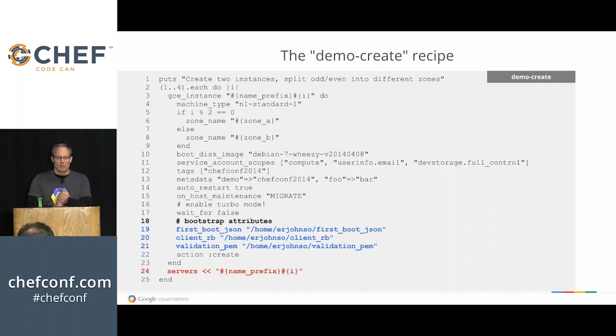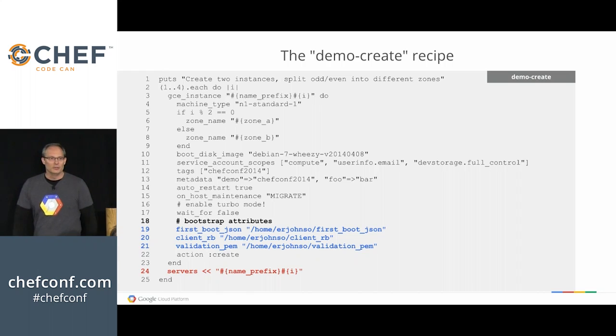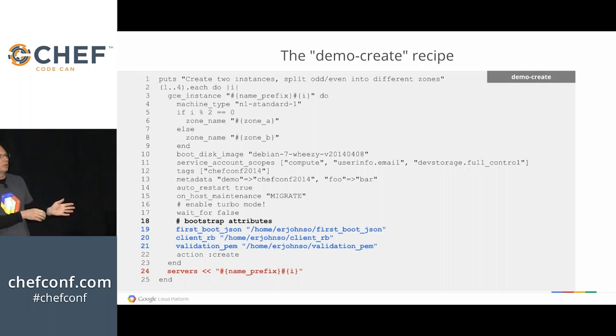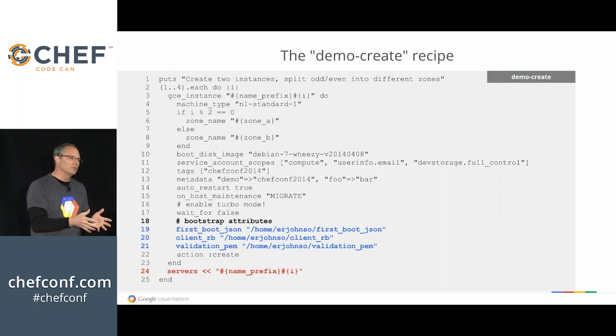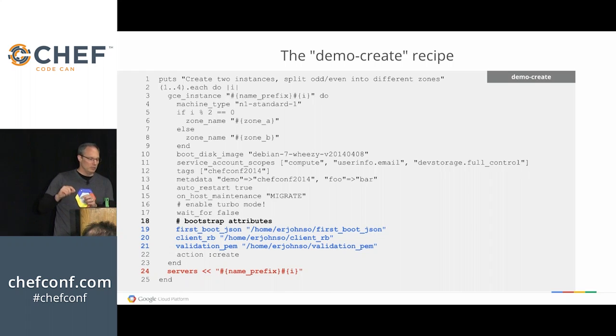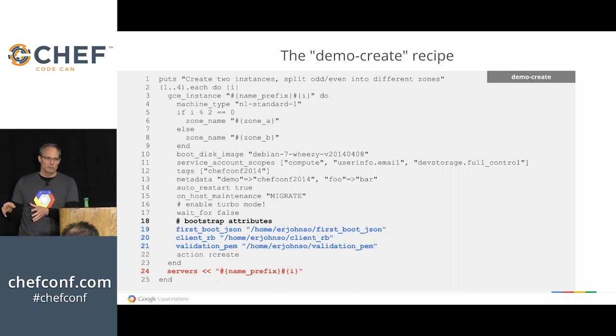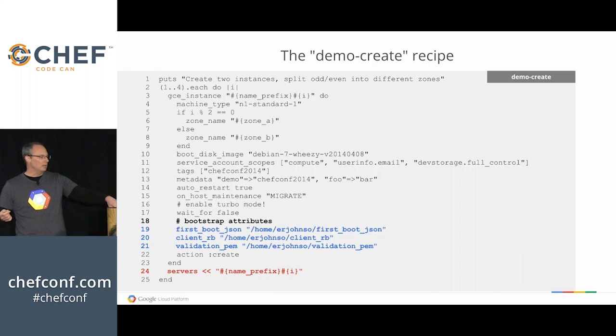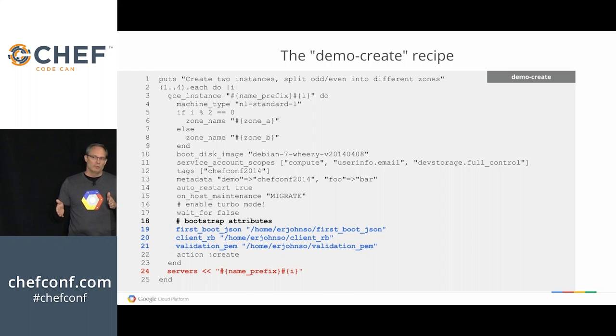Bootstrap attributes. OK, so great. You can create Compute Engine instances and write a recipe, but that's kind of pointless if they don't join your Chef environment, right? So what we've done here is used a clever combination of our metadata service, stuffing in some data there, and then a startup script. So when these instances boot up, assuming I've got these attributes set in my recipe, I'm going to take the contents of these files and put them up into our metadata service.